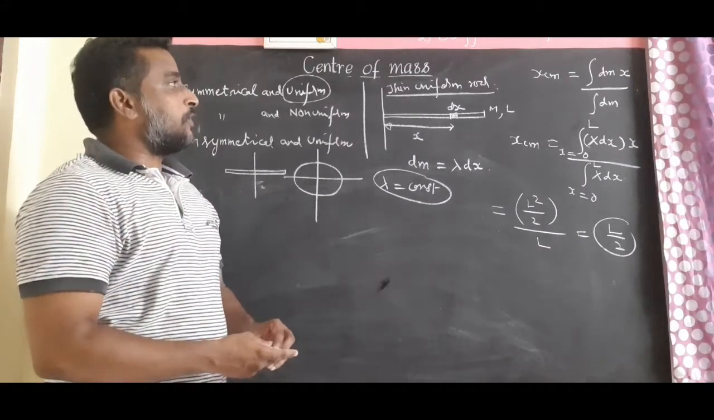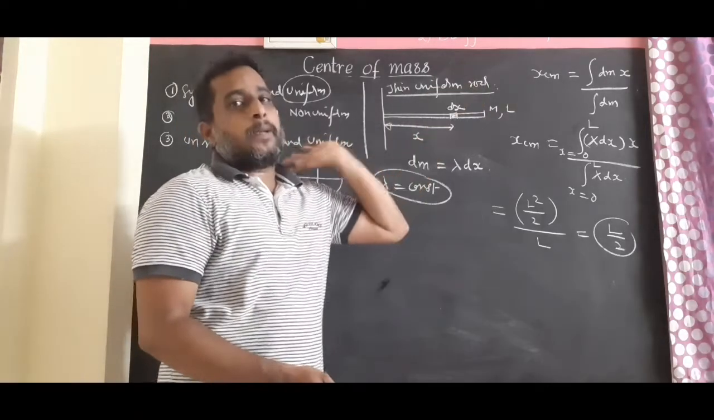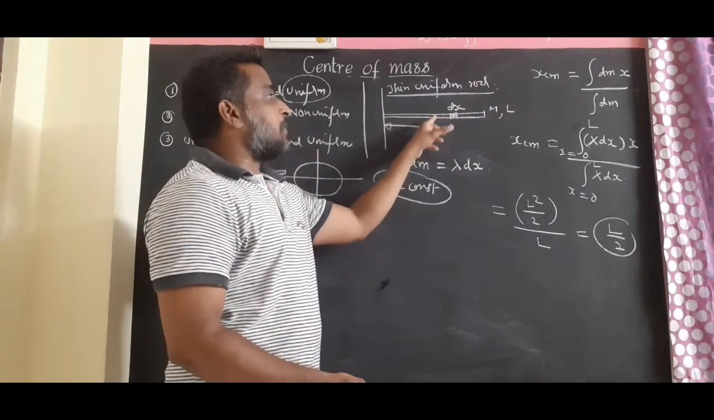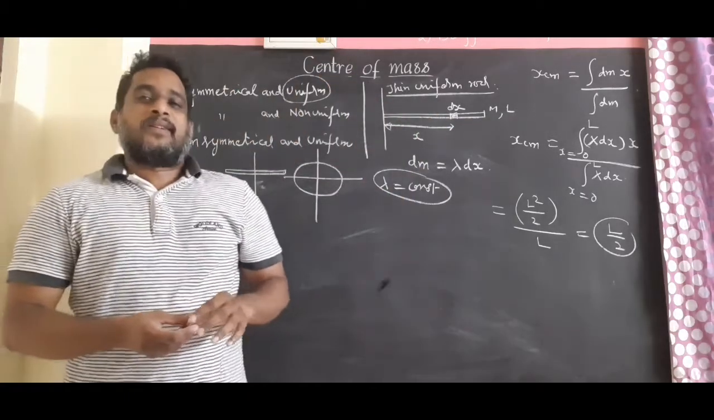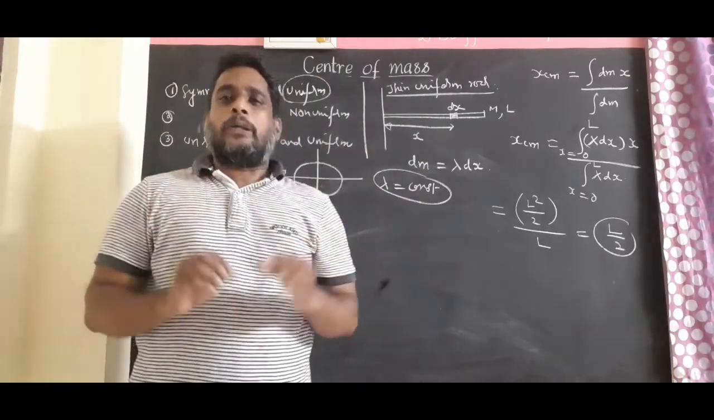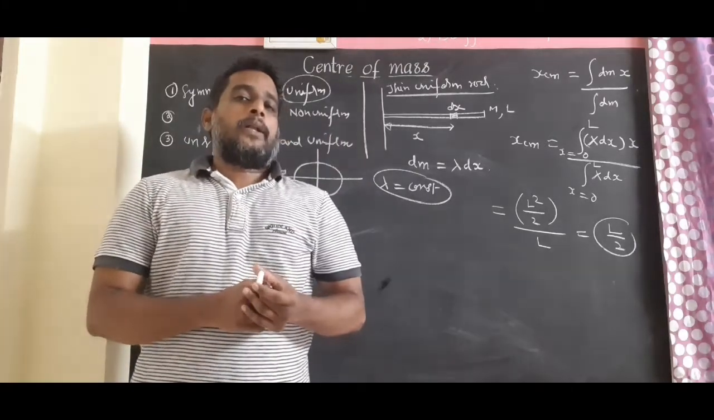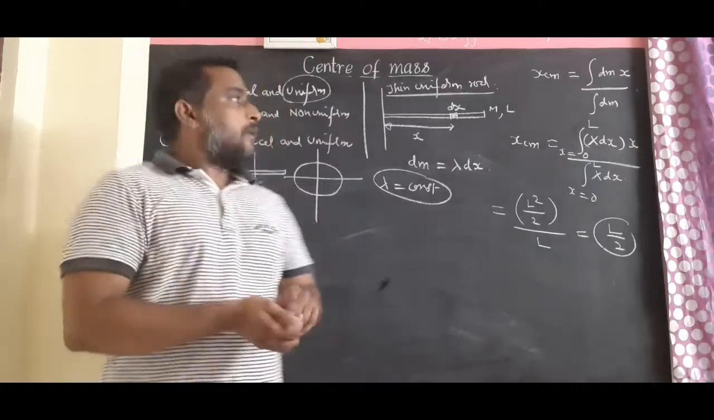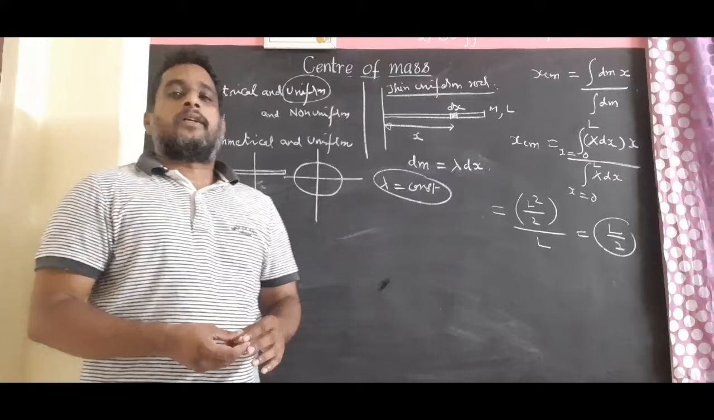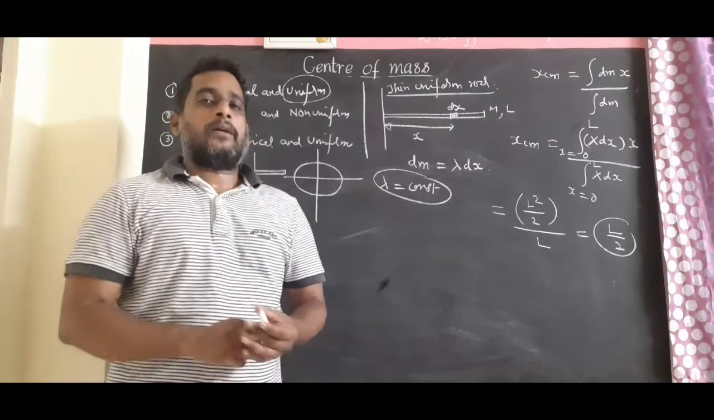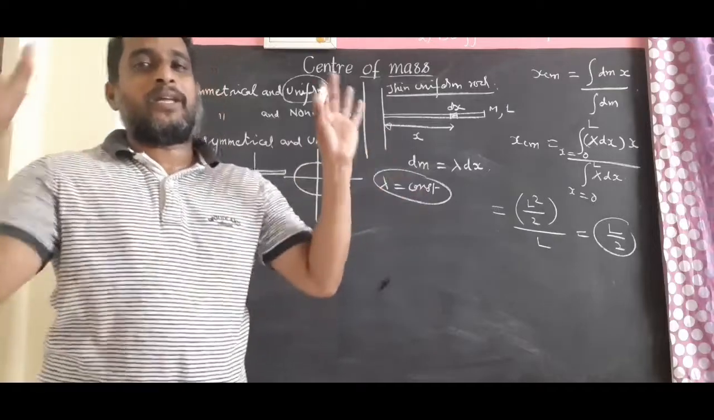So in case of a thin uniform rod, a symmetrical uniform rod, the location of the center of mass is at a distance L by 2 from one end. So from this simple example, we can conclude one very, very important point. In case of symmetrical and uniform mass distributed bodies, the center of mass of that body always coincides with the geometric center of the body.